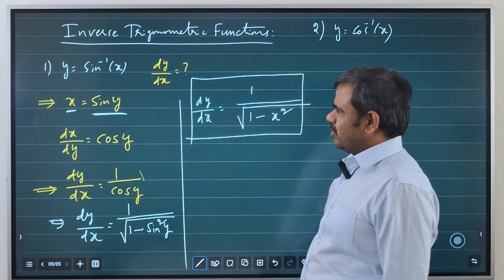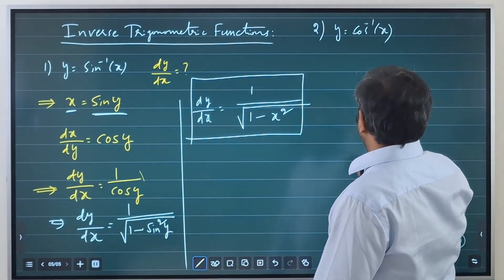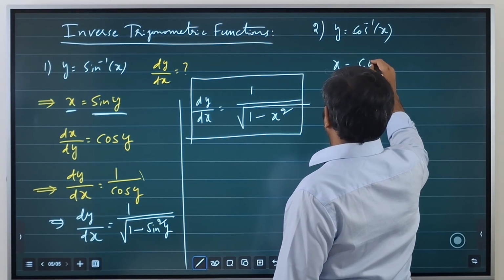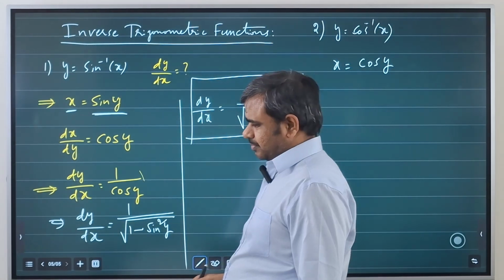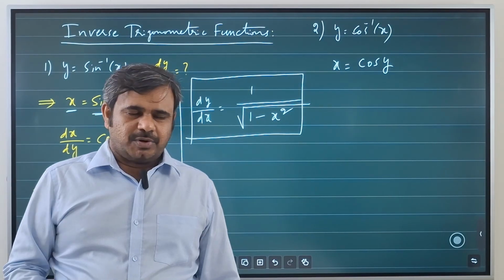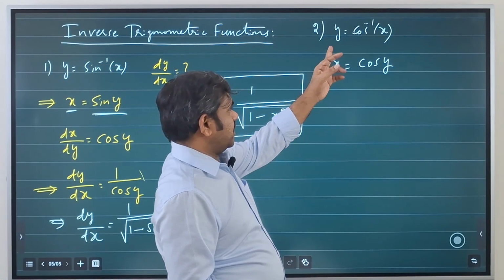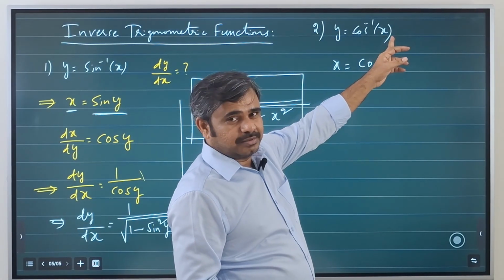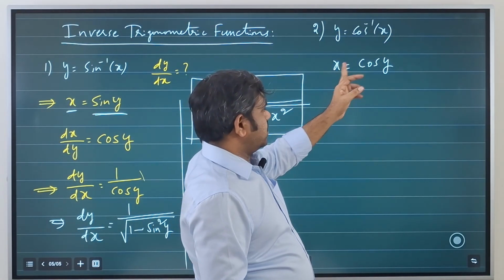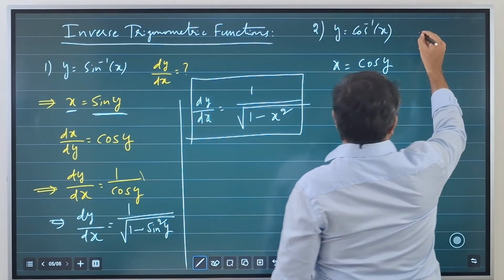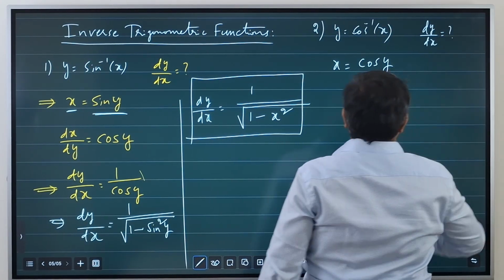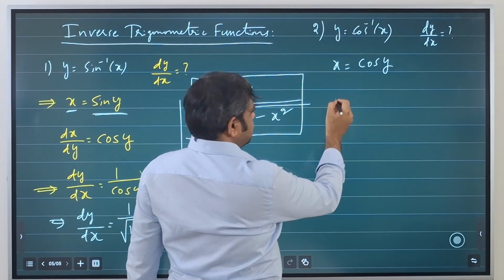Y is equal to cos inverse of x. Since y is equal to cos inverse of x, x is equal to cos y. If y is cos inverse of x, y is the angle, x is the ratio of sides in a right angled triangle. So x is equal to cos y. Here our task is to find dy by dx. So first I'll find dx by dy.